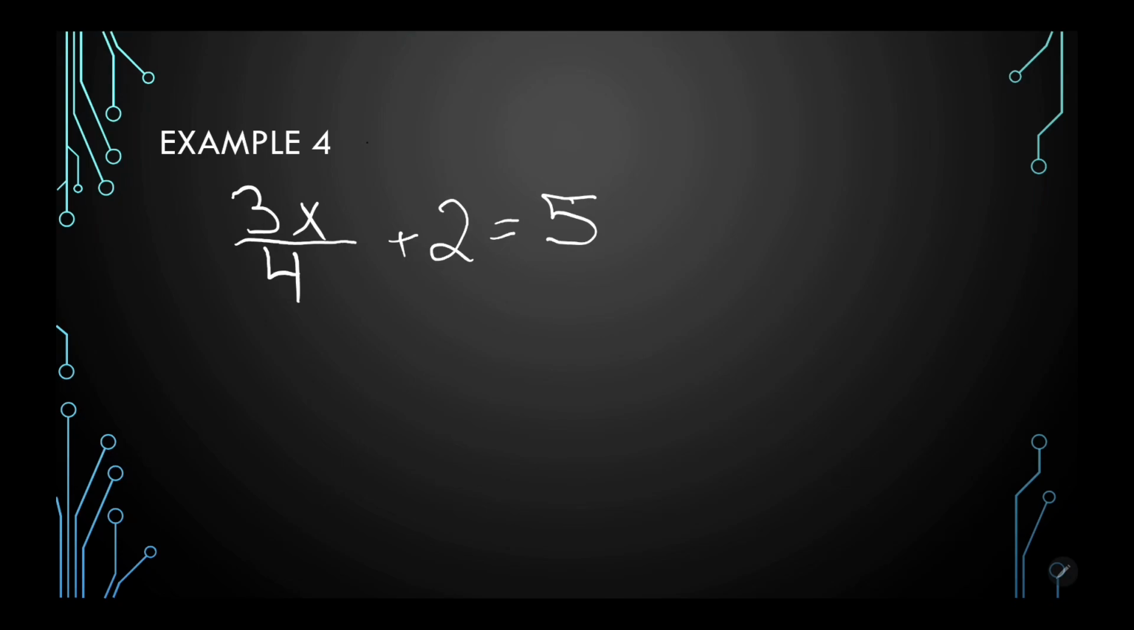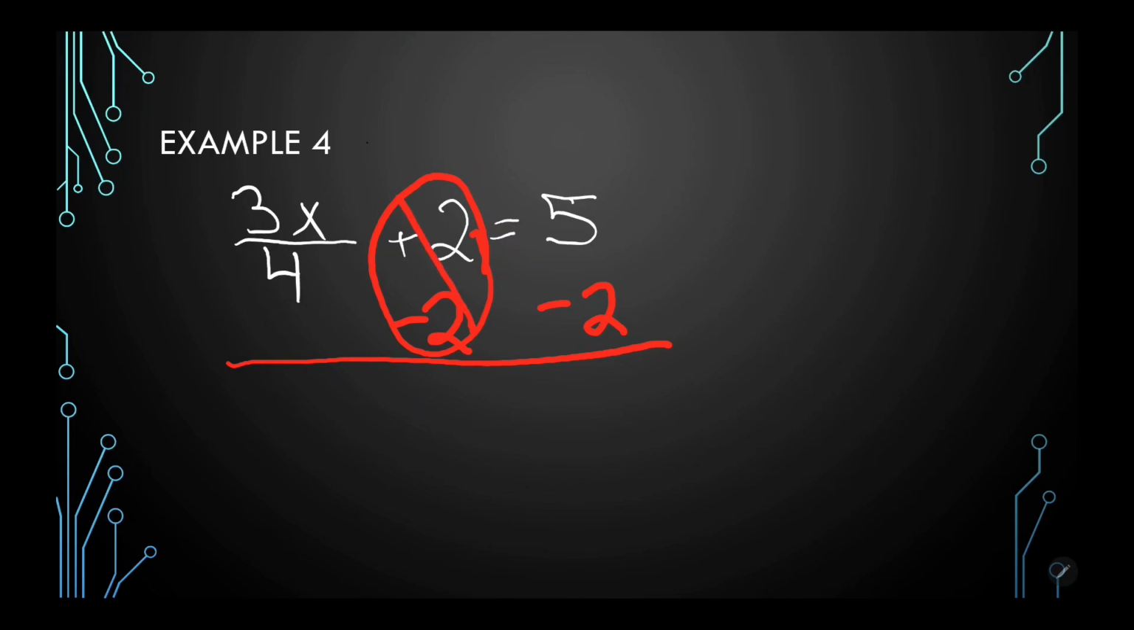Example 4. 3x divided by 4 plus 2 equals 5. So the first thing we're going to do is get rid of our constant, which is plus 2. The inverse of plus 2 is going to be minus 2. So we're going to go ahead and subtract 2 from both sides to keep our equation balanced. Positive 2 minus 2 is 0. And 5 minus 2 is 3.